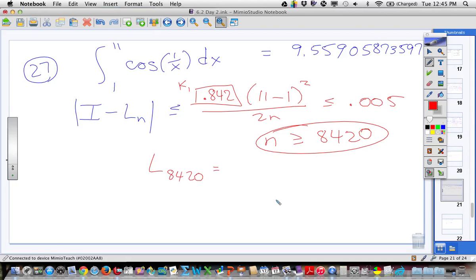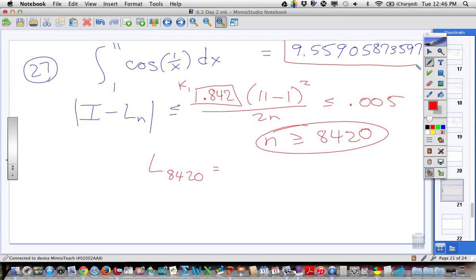But here's the reason I wanted to do it. Because here's the exact answer according to our calculator. And what I wanted to show you is that 8,420 rectangles is guaranteed to be within 0.005. But probably, if we actually calculated 8,420 left rectangles, I'm guessing we would be within about 5 or 6 decimal places. I think it would give us way more accuracy than we needed. Well, that's what parts B and C were about, actually, and D and E. Okay? In other words, this is a worst-case scenario.